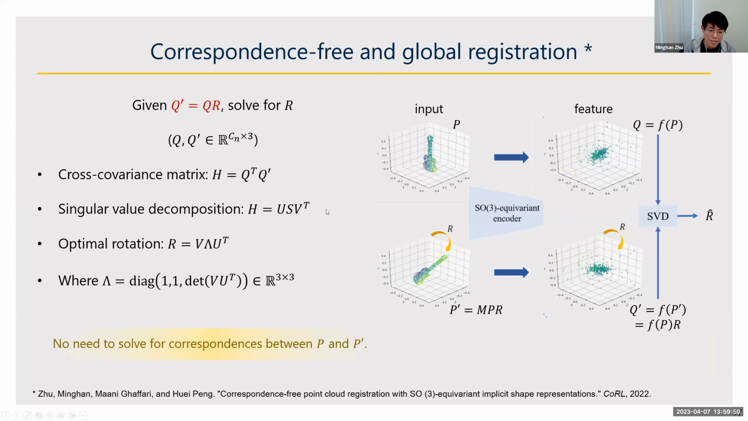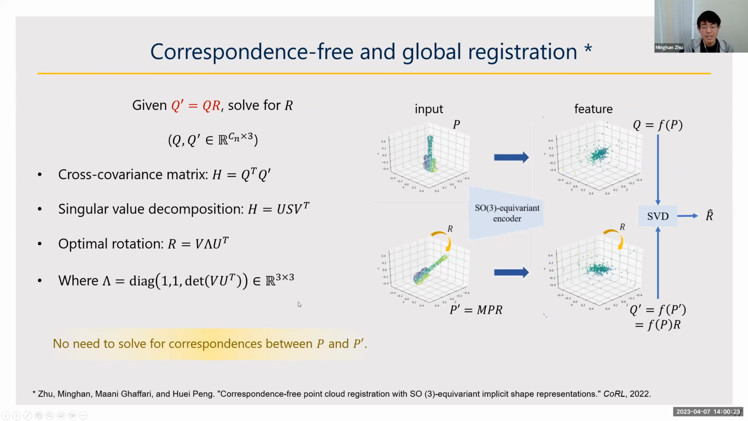And how do we do this? I think everyone has learned how to solve for the optimal rotation given an equation Q prime equals QR. It's just that Q prime and Q are not point clouds, but two pseudo point clouds that live in the deep feature space. So we can first calculate the cross covariance matrix, and then use the singular value decomposition to calculate the optimal rotation that best aligns the two pseudo point clouds, which are actually deep features.